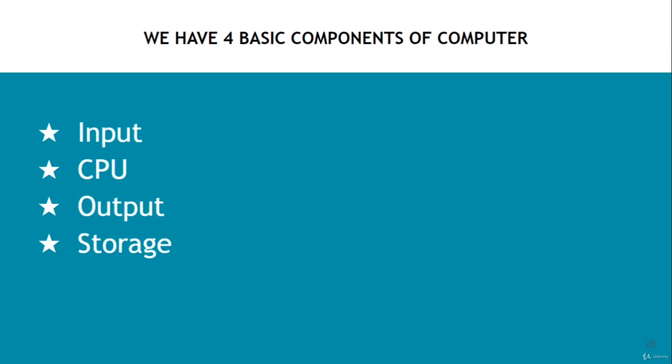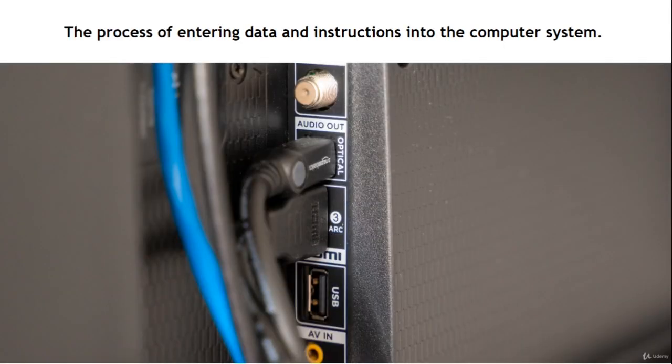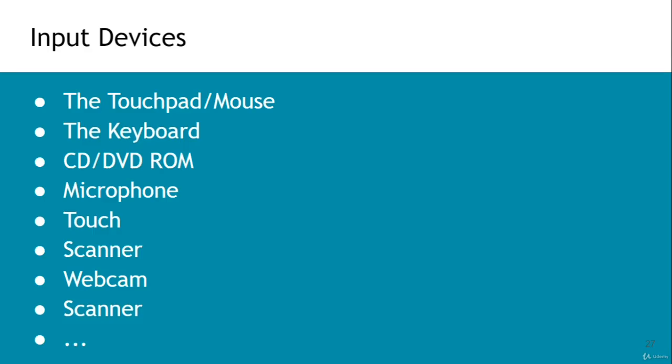Now we will talk about each in more detail. Let's talk about input first. The process of entering data and instructions into the computer system is input. For example, you might use a USB, an optical cable, audio in, or AV in that you can see in the picture, or maybe a keyboard or screen. It's the process of entering data and instructions into the computer system. So that's called input.